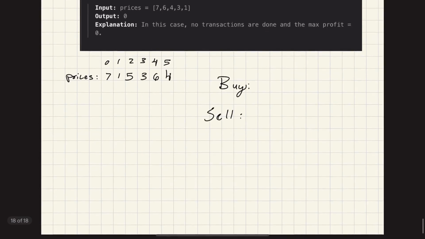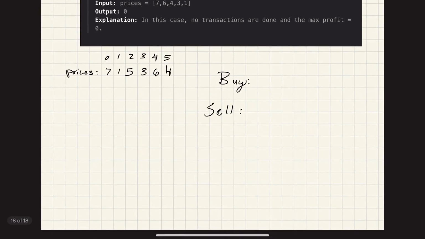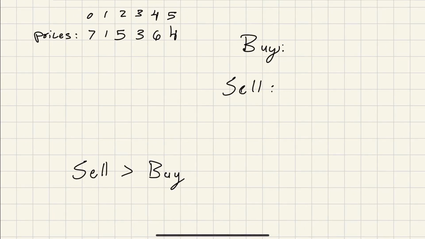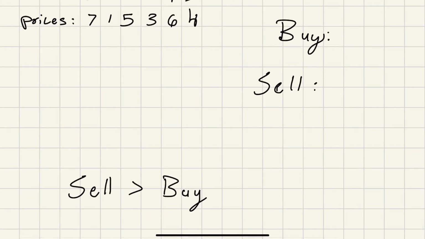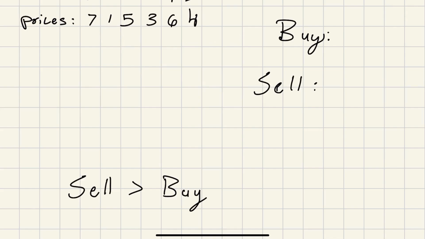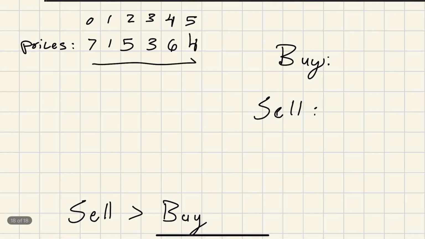Now how do we make profit? Whatever we sell has to be greater than whatever we buy. Okay, simple enough. Well, it would make sense that we just get the minimum of the array and use that as our buy, and get the maximum and use that as our sell, and that would produce the maximum profit. But remember, these are days. We can't sell before we buy, right?